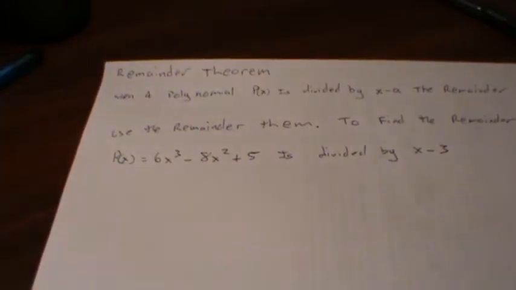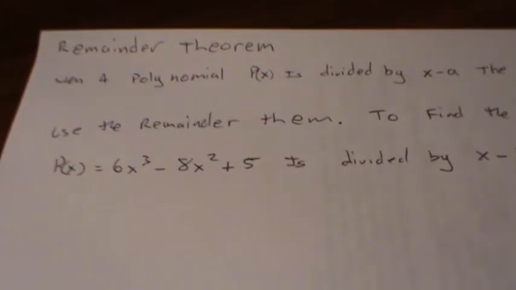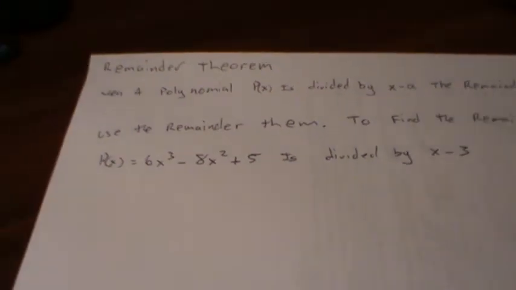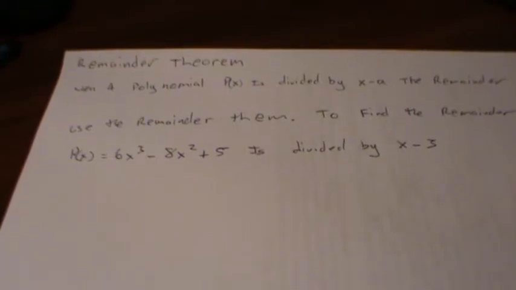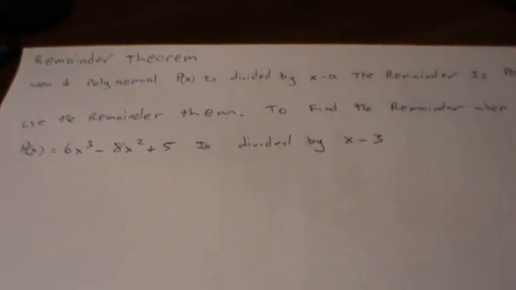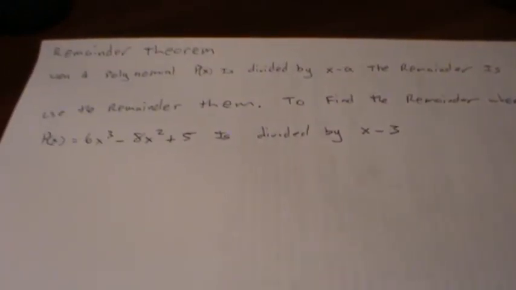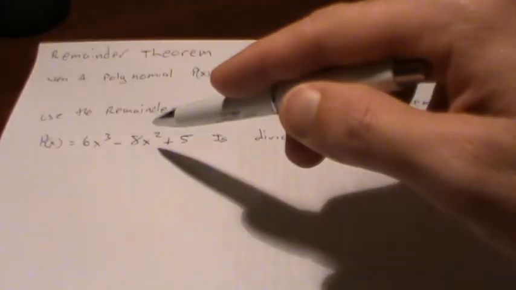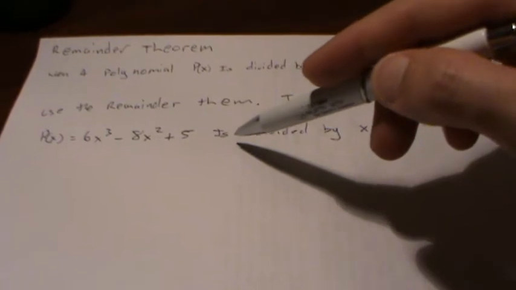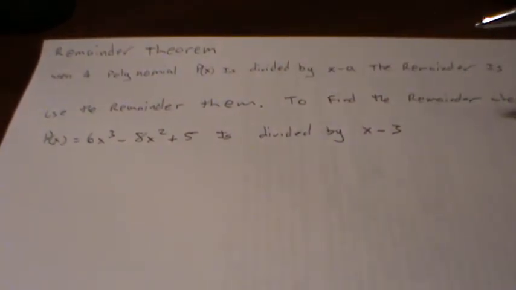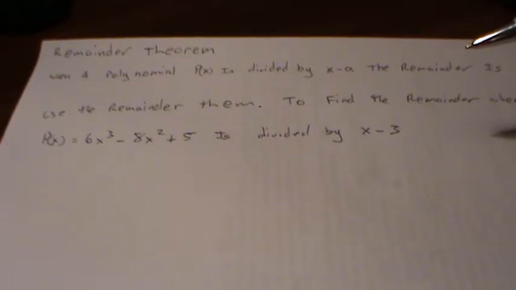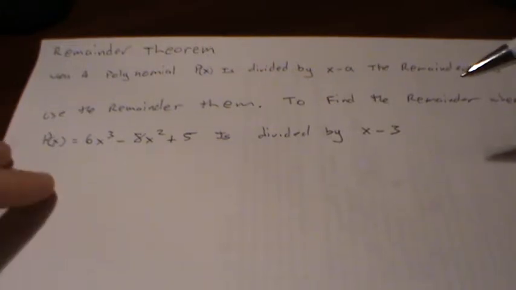Okay, so the remainder theorem comes in handy in that after you've completed a polynomial division, you could use the remainder theorem to determine whether or not you have the correct answer. So use the remainder theorem to find the remainder when this polynomial p of x is divided by x minus 3. And so in the end, let's go ahead and use the remainder theorem.